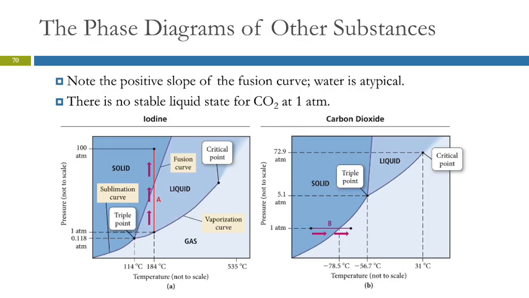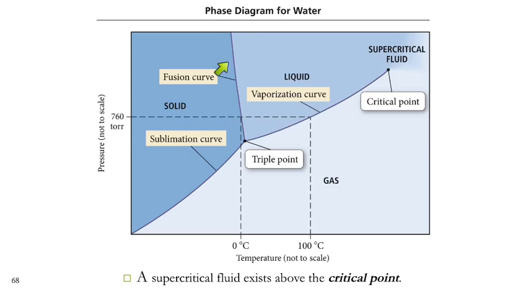Here are a couple of other substances. Here's iodine and carbon dioxide. And their phase diagrams have different shapes. The most notable thing is the slope of the fusion curve line. If you look at water, water's fusion curve has a negative slope. As you increase in temperature, the pressure gets lower. And what's cool about that is if you put pressure on ice, you can actually cause it to melt a little bit.